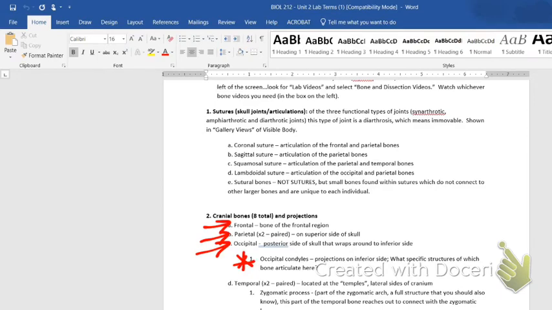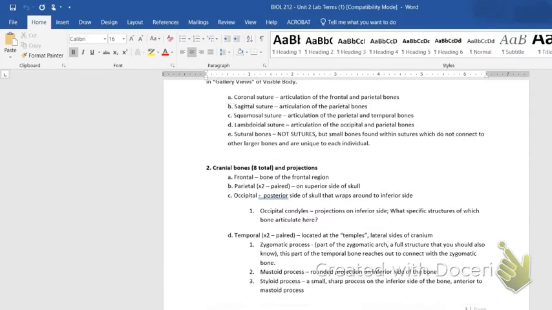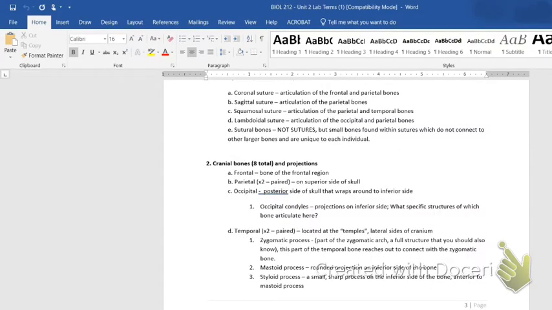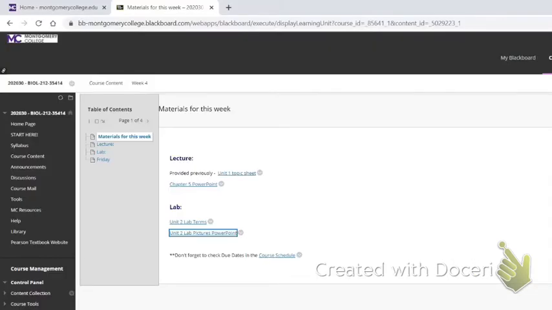So after looking through this whole thing, or at least enough to get started like we are right now, I'm going to go back to PowerPoint.